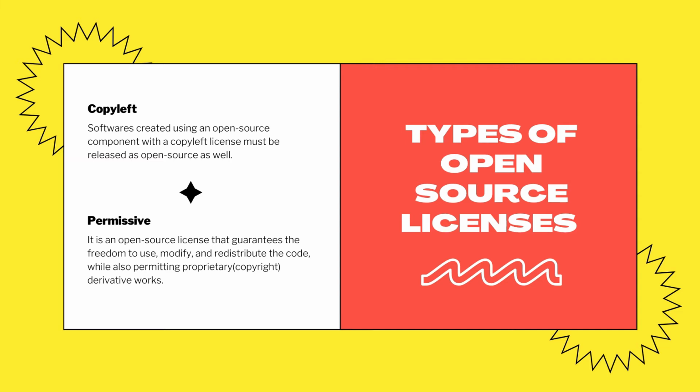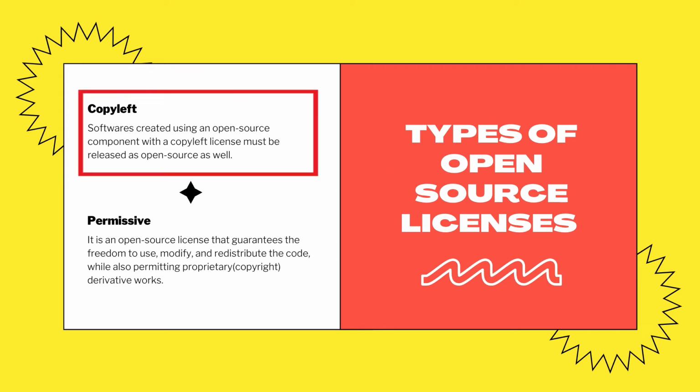Now that we have a basic understanding of what licenses are, let's see the different types of licenses. So, open source licenses can be divided into two main categories: copyleft and permissive. Copyleft license's basic principle is that other developers have the right to use, modify, and share the work as long as the work published also has the same license. So, software created using an open source component with a copyleft license must be released as open source as well.